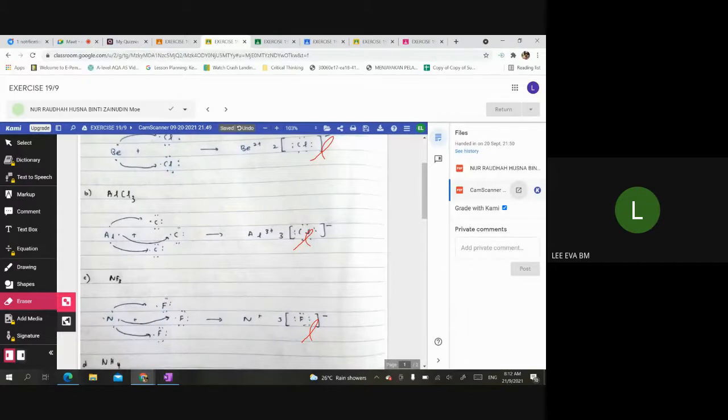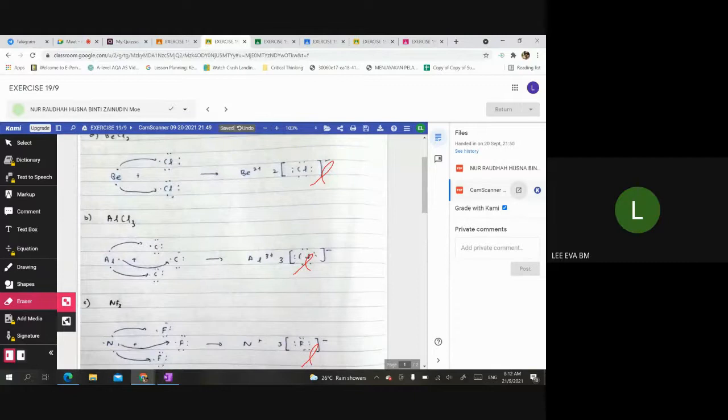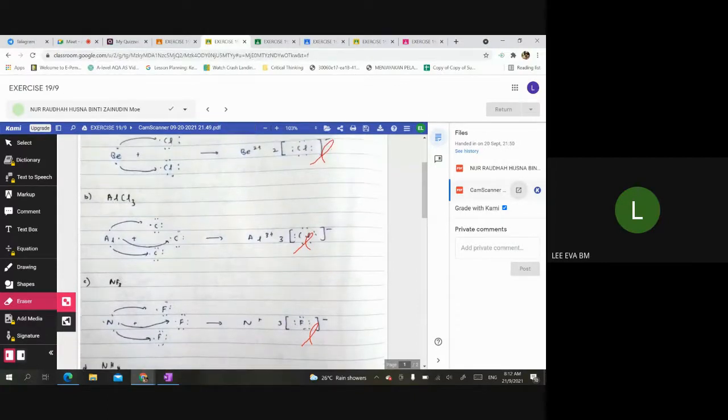So when I do my correction, just go straight to the Lewis structure. Also look out for the calculation. For Raudha and also Marcella, you are showing the same thing. So remember, this question is about Lewis structure.